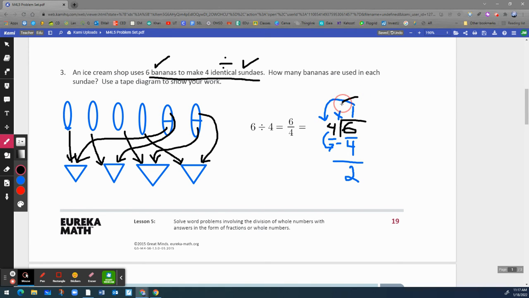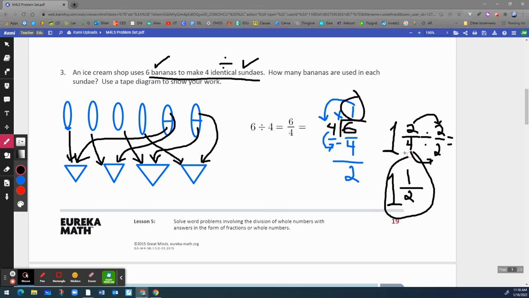Each of the banana splits gets 1 banana and 2/4 of another one. Now you will say, whoa, that's not equal to 1.5. Well, this is when you simplify, my friends. Both numbers can be divided by 2. So the 1 stays the same. 2 divided by 2 equals 1, and 4 divided by 2 equals 2. And there you go. Make sure you write it down.